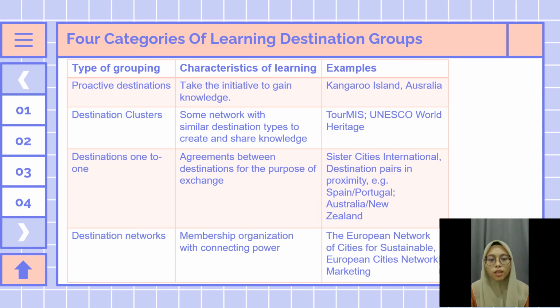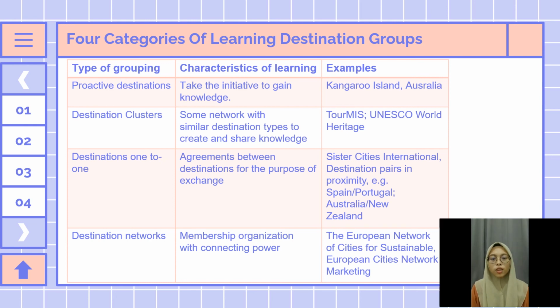There are four categories of ways that destinations can create networks or collaborative partners to share knowledge and learn more. So first is the proactive destinations, which try to gain knowledge, put resources into it, and integrate results into policy. For example, the optimization of sustainable tourism management model in Kangaroo Island, Australia. Second is where similar types of destinations form groups to create and share a knowledge base. For example, UNESCO World Heritage Cities and Tours MIS.